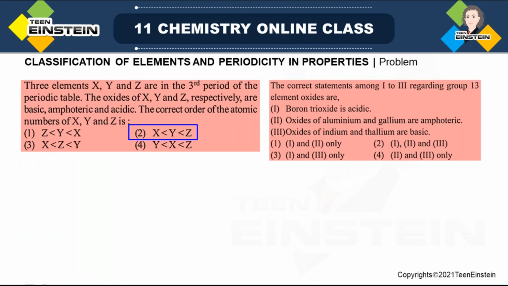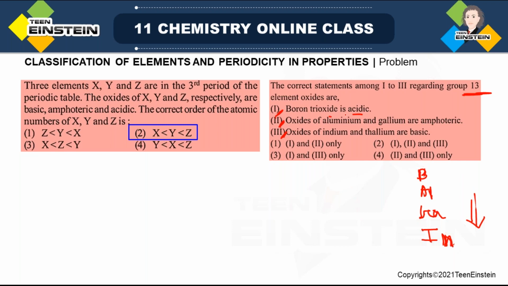The correct statement among 1, 2 and 3 regarding group 13 element oxides, that we have to find. Here a total of 3 statements are given, and in options 1, 2, 3, 4 there are different combinations of these statements. All these statements are regarding group 13 elements: boron, aluminium, gallium, indium, then thallium, Tl, as you move down.